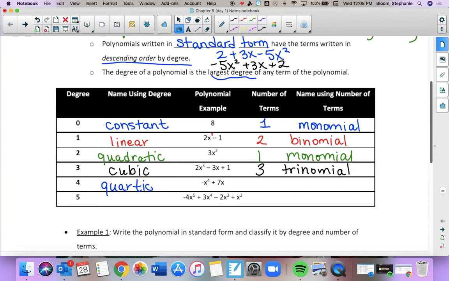Okay. Well, it's okay. All right, how many terms? 2. We call that binomial. All right, last one. A 5-person singing group is called a quintet. So what do you think this one is? Quintic. Good.